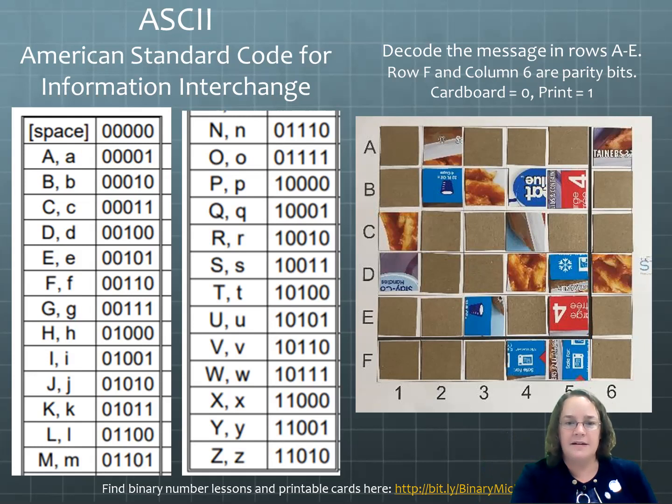Hopefully you've decoded that word and figured out what it was. And again, this lesson, along with all of the templates and the ASCII coder, is on our website. The other thing that you can do with these, you can also introduce students to ASCII art.